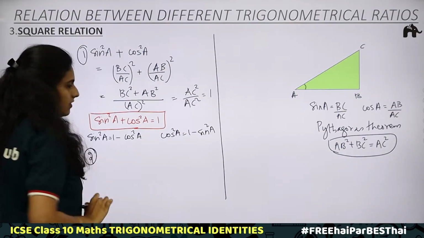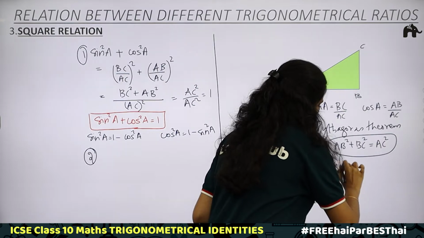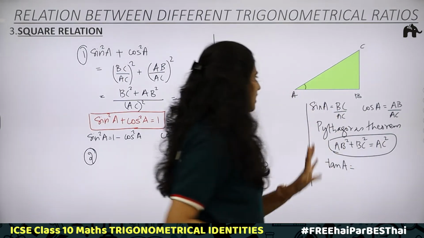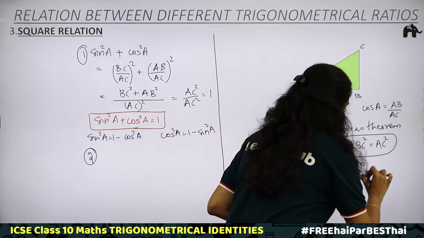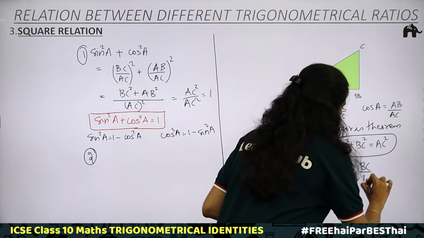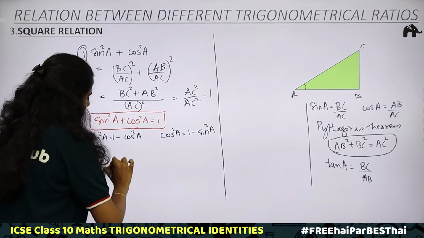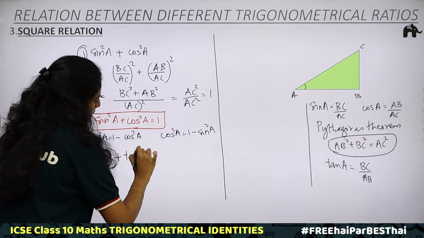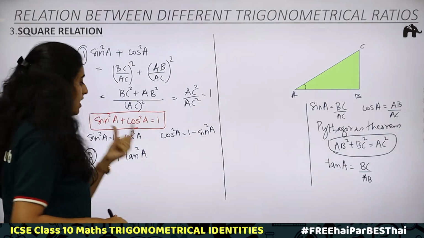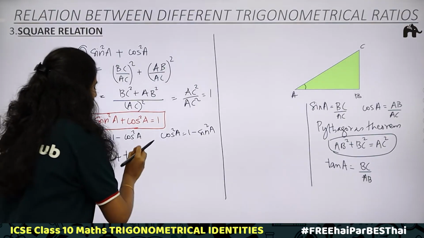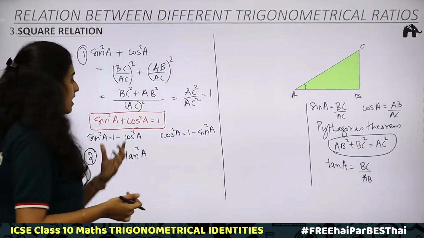Now to get the second one, we are taking tan. What is tan A? Tan A will be equal to opposite by adjacent. Here opposite is BC, and adjacent is the base, which is AB. BC by AB. Okay. So 1 plus tan square A. This is what we need for the second identity or the second square relation. Let's see to which other trigonometric ratio is tan related according to the square relation. 1 plus tan square A.